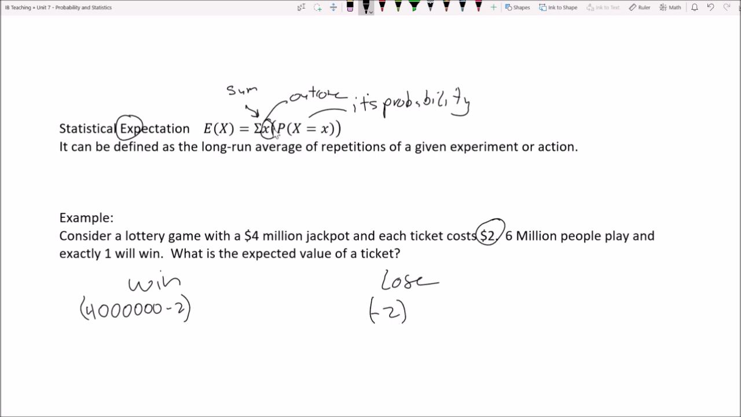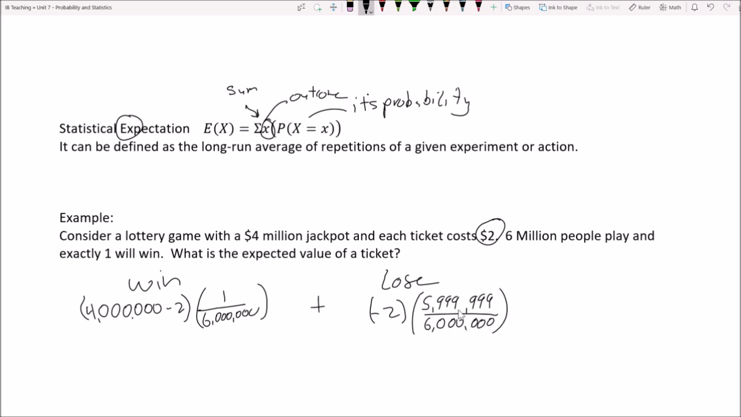Now we need to multiply each of those by their respective probabilities. In this question, what's the probability that you win? Well, they said 6 million people play, and exactly one will win. So you have a 1 in 6 million chance of winning. Which means, what's your probability of losing? Well, it has to be the complement of that. These probabilities have to add up to 1 because that's the entire sample space. Which means you have a 5,999,999 shot out of 6 million of losing.